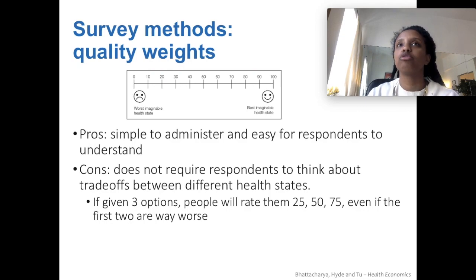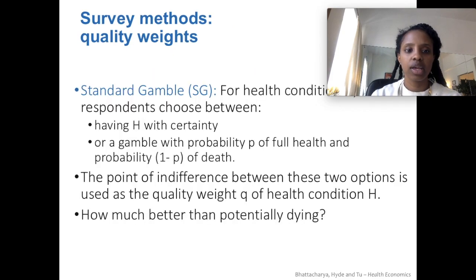But it's kind of hard for people to think about. If we give you three health states where one is better than the other, a lot of times people will just put them as 25, 50, 75, even if two of them are a lot worse than the other one. So they don't necessarily stretch them out very well.